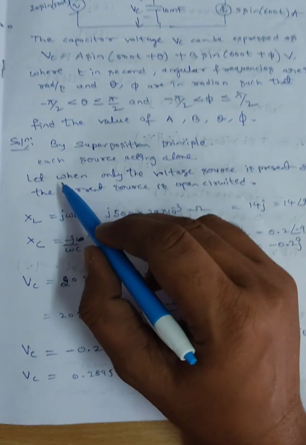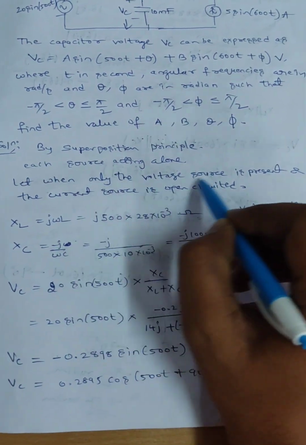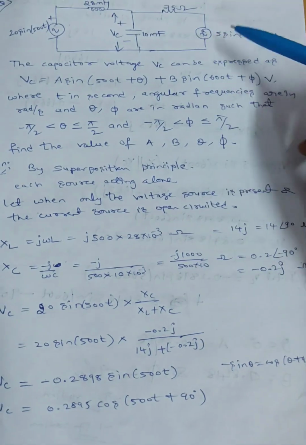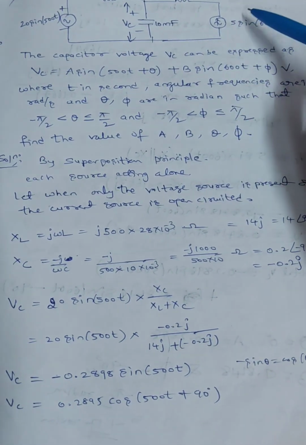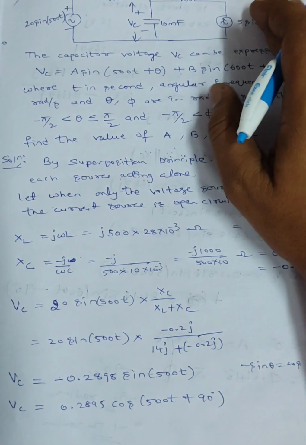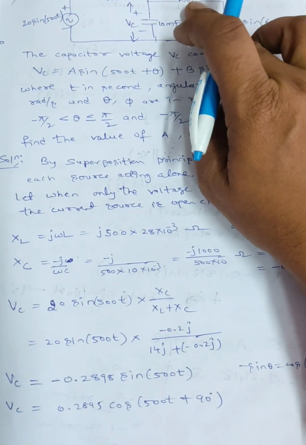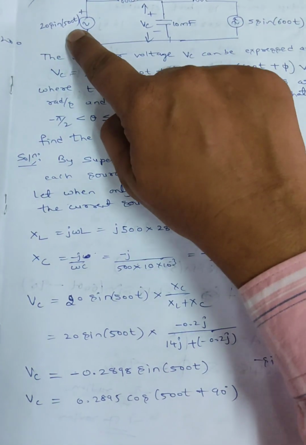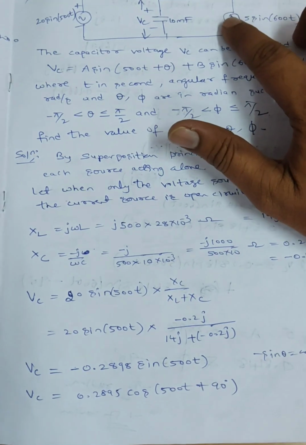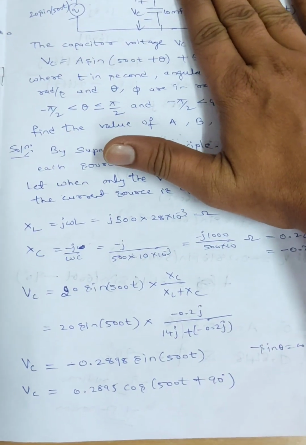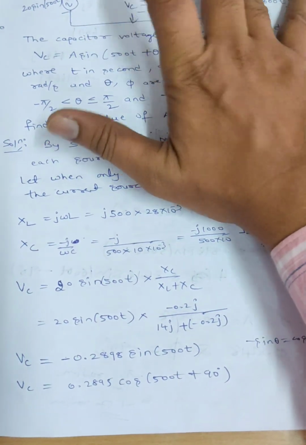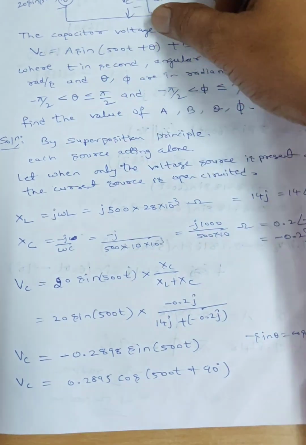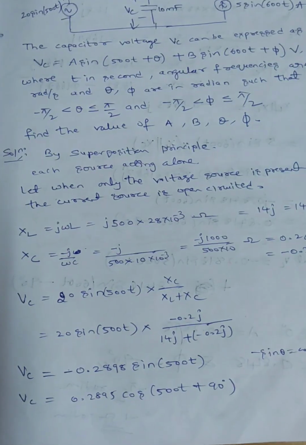To solve this numerical, I am using the superposition principle, that is, each source acting alone. Let me consider when only the voltage source is present in this network and the current source is open circuited. So I am opening this current source, and no current flows into the 75 ohm resistance. Only this voltage source is acting, and then the circuit becomes only one loop.